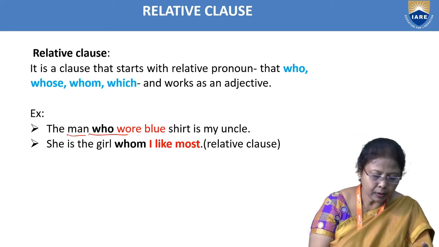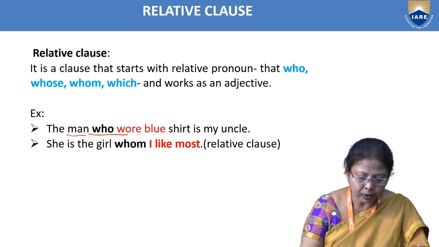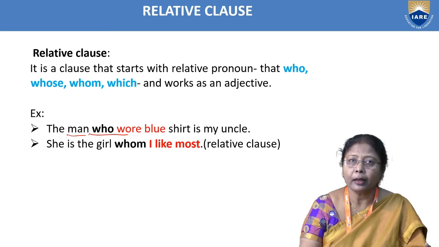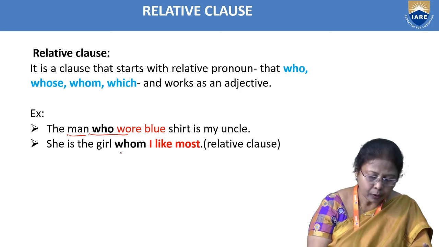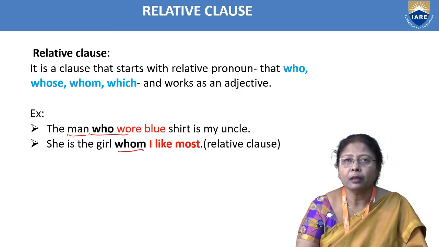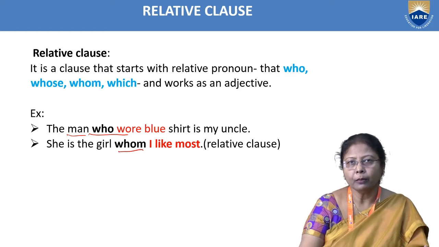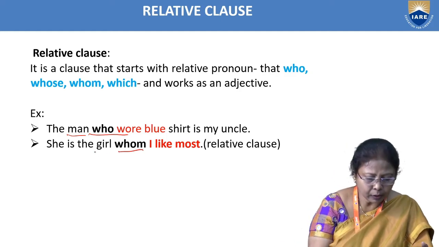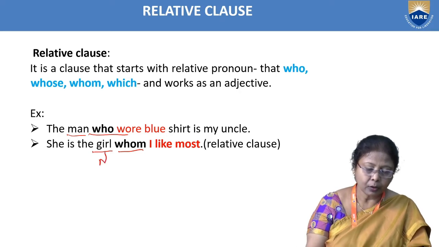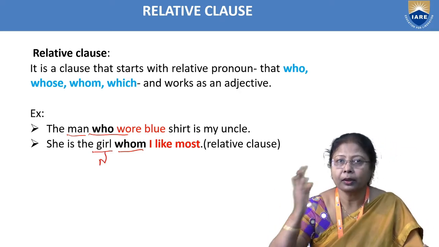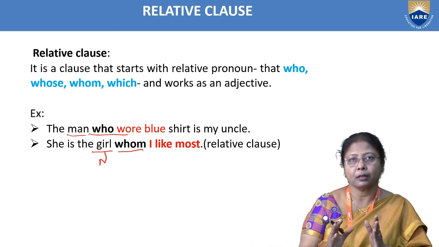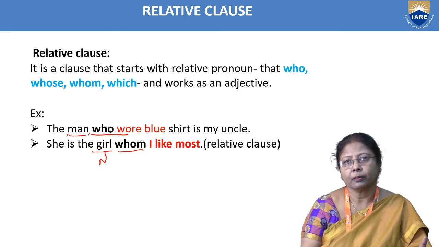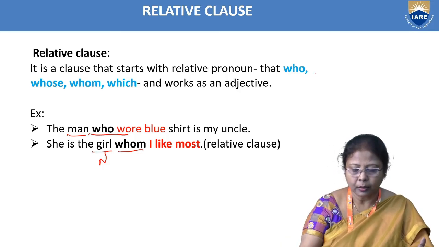And the next one is: she is the girl whom I like most. Whom I like most is a relative clause. What is the relative pronoun here? Whom. Whom is a relative pronoun and the relative clause is whom I like most. So, what is the noun here? Girl is the noun. So, this relative clause came after the girl, after the noun. So, always these relative clauses come after the nouns.